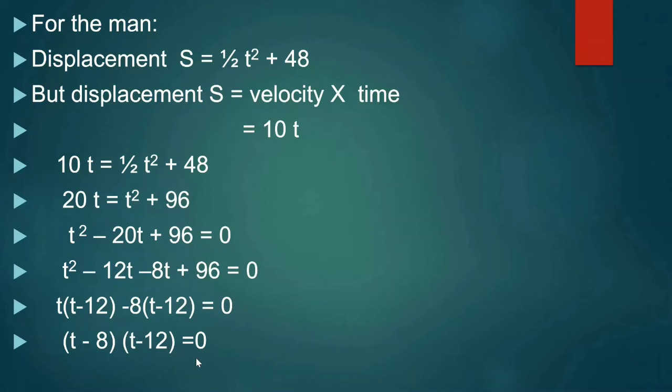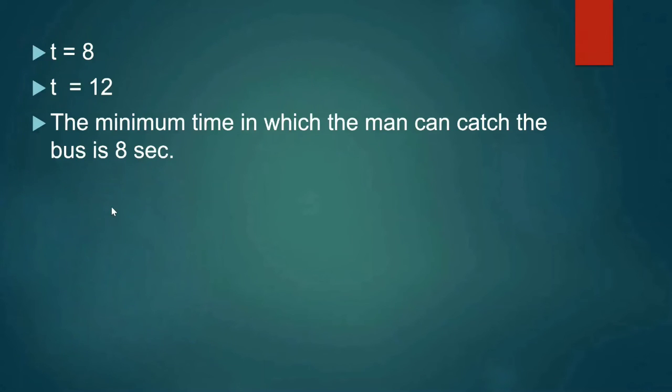So t can be equal to 8 or t can be equal to 12. Right, children? t minus 8 is 0, so t is equal to 8. t minus 12 is 0, so t is equal to 12. So the minimum time in which the man can catch the bus is 8 seconds.